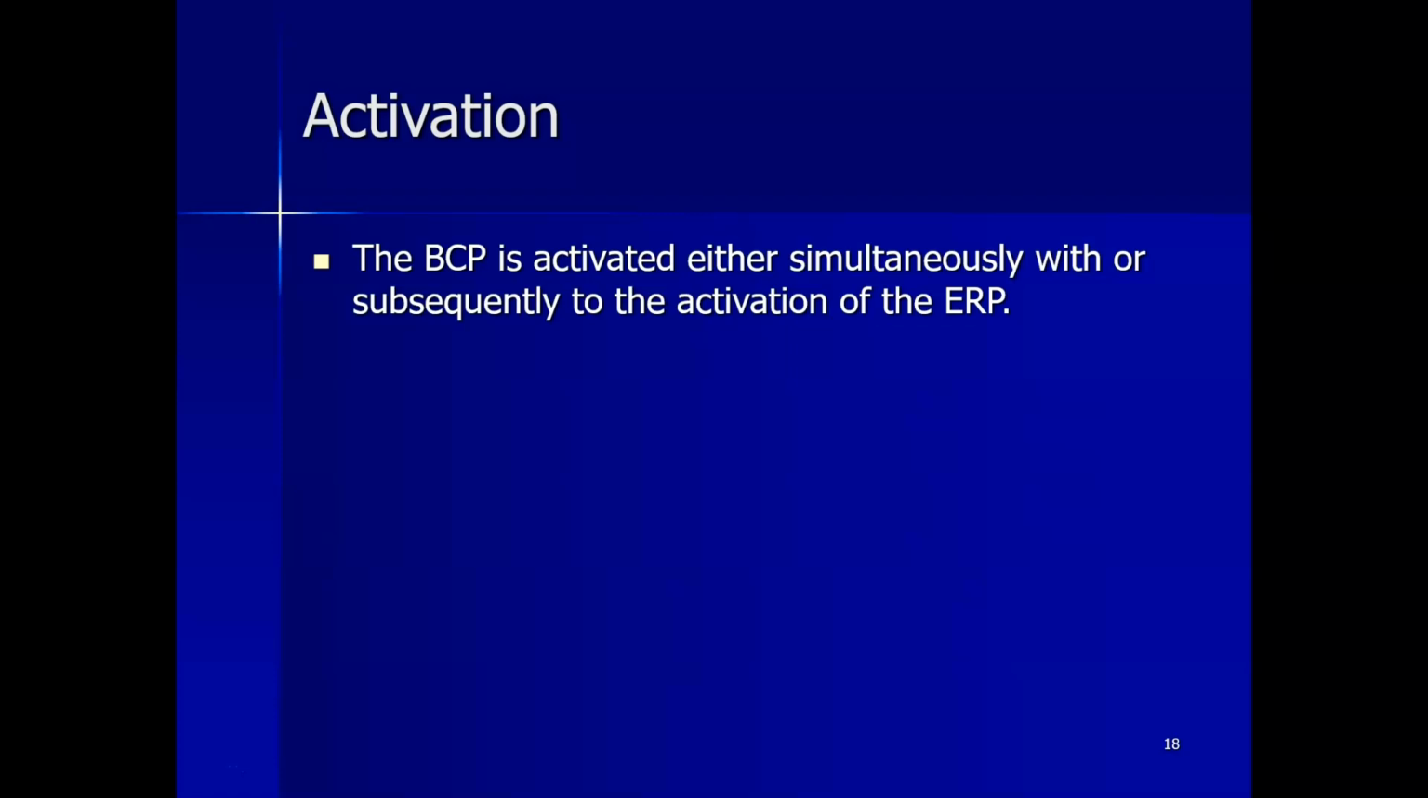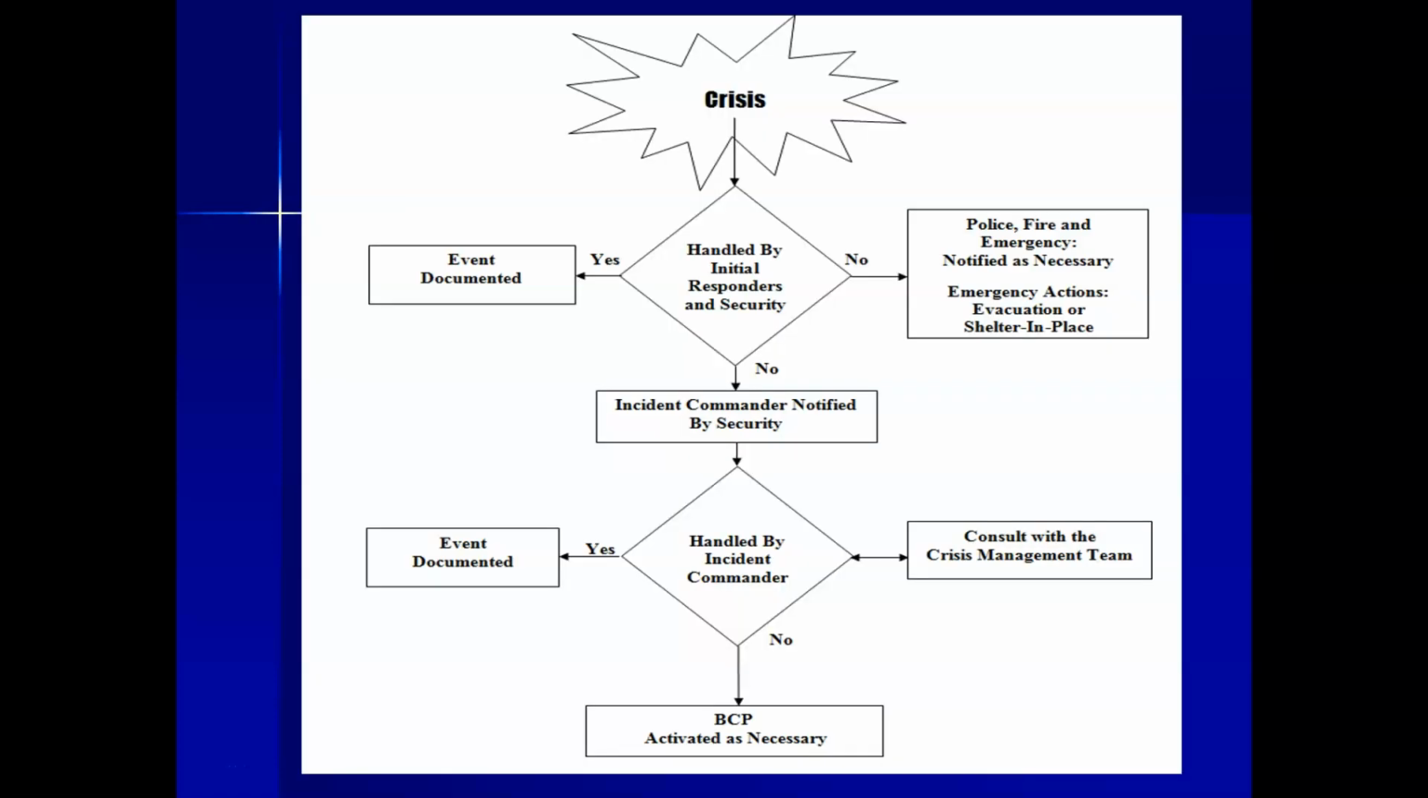And the BCP is activated either simultaneously with or subsequently to the activation of the ERP, Emergency Response Plan. For a minor crisis, the event may be completely handled by the ERP, making the activation of the BCP unnecessary. Now, this slide provides an illustration of the ERP and BCP activation process. Once the BCP is activated, it is necessary for an organization to initiate specific strategies to recover from normal operations.